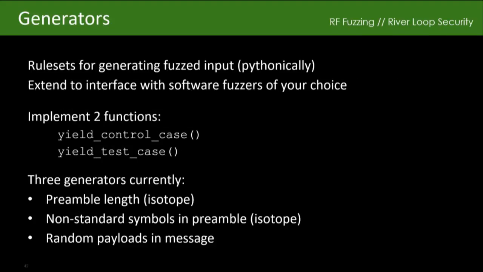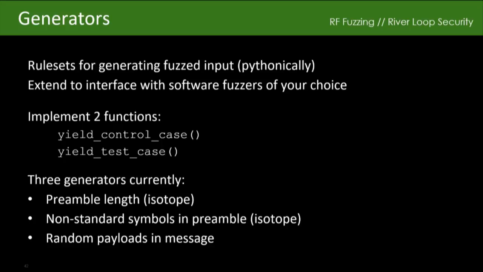The next is the generators. This is how we generate the fuzzing input into the system that we're going to send out. The goal of this is to integrate between either something that you write custom for a protocol, or maybe you're tying into one of the fuzzers like Peach or Scapy that we talked about earlier. You have to implement two functions. One's the control case. It sends a frame, it should return a frame that is typical, standard, totally kosher as the standard specifies. And then the other is something that yields test cases.